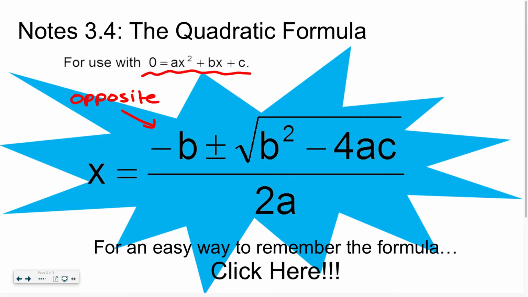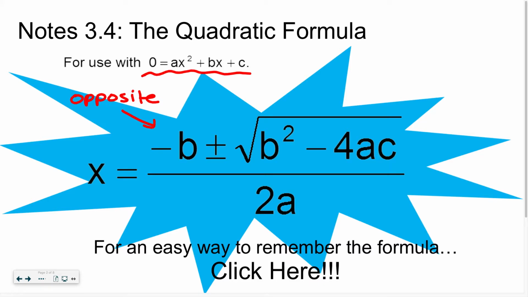Don't forget that you have to have plus or minus, so that should make sense to us knowing what we know about taking square roots. And then you have the square root of b squared minus 4ac. And then this is all divided by 2a.